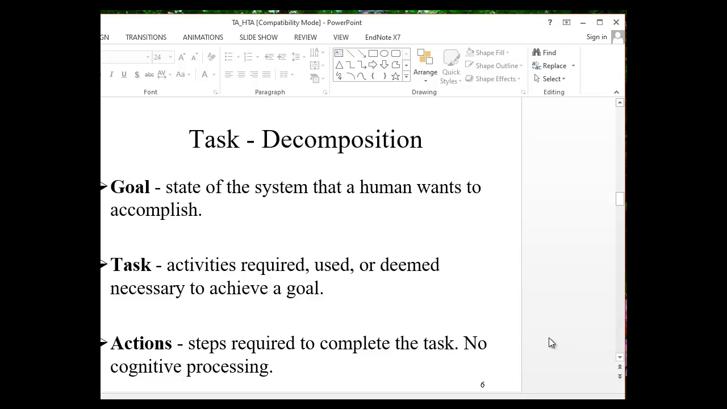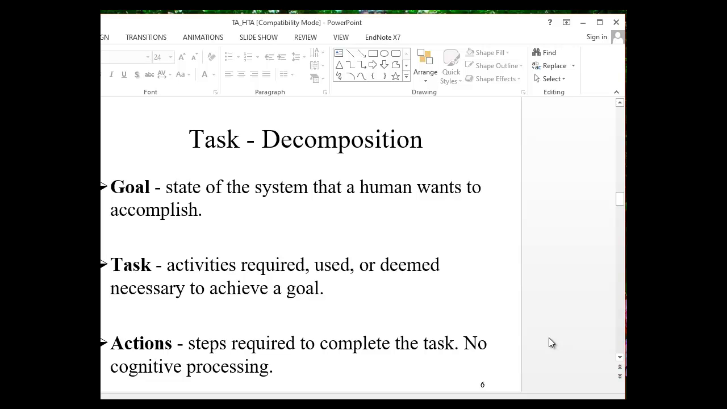Okay, so let's briefly discuss what goal, task, and action are. Goal is the state of the system that a human wants to accomplish. Actually, the goal is the objective of the user or the customer, what he or she wants to complete, take, or do, from a developer or any expert person. So this is the goal, the main objective.